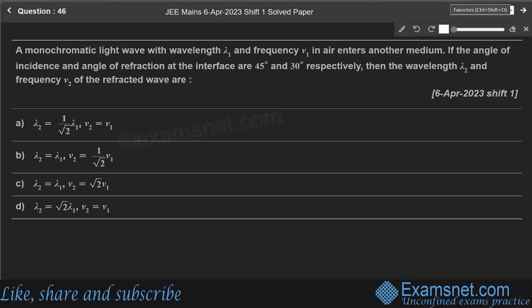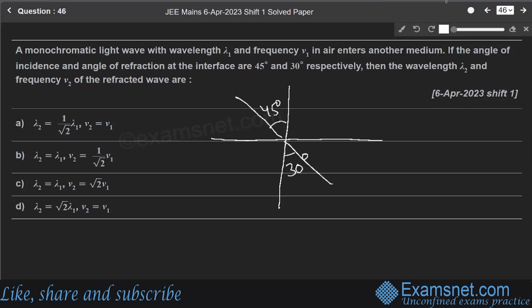So, the next question, question number 46 of the physics part, states that a monochromatic light wave with wavelength lambda 1 and frequency mu 1 in air enters another medium. If the angle of incidence and angle of refraction at the interface are 45 degrees and 30 degrees respectively, then the wavelength lambda 2 and frequency mu 2 of the refracted wave are? So we have to find the relation between lambda 1, lambda 2 and frequency also. It is given that it enters at an angle of 45 degrees and the angle of refraction is 30 degrees.